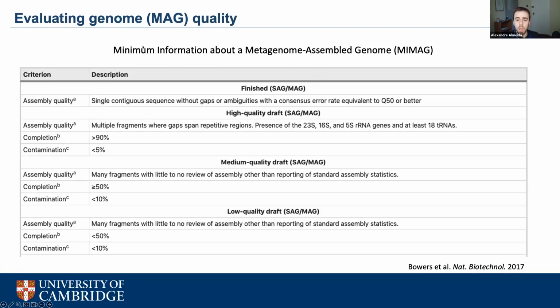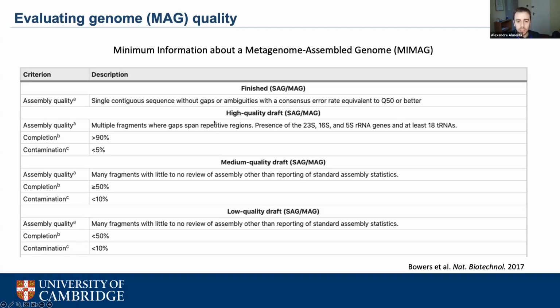The most common one in the metagenomics space is the MIMAG criteria, so the minimum information about a metagenome-assembled genome. And they define essentially this criteria for what is a finished, high quality, medium quality, and low quality MAG.